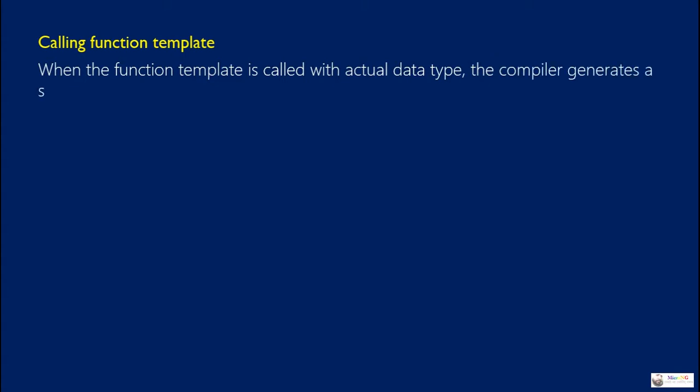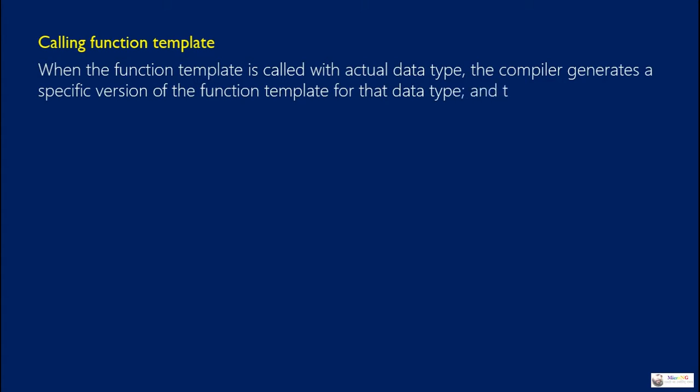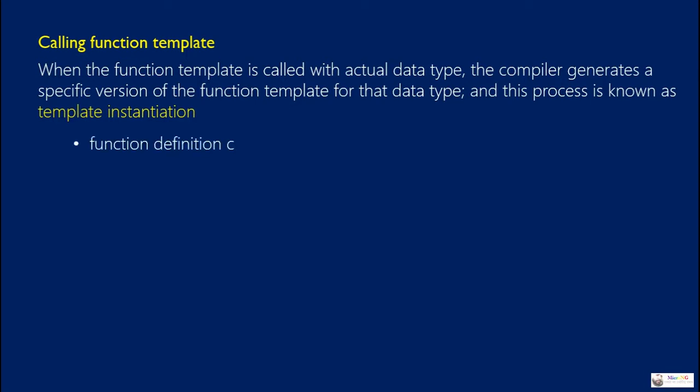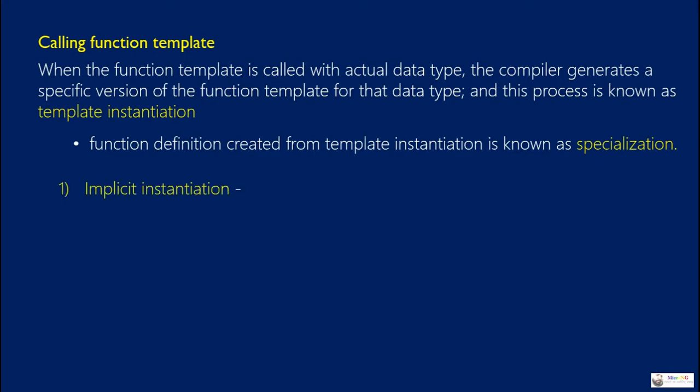Calling function template. When the function template is called with the actual data type, the compiler generates a specific version of the function template for that data type, and this process is known as template instantiation. Function definition created from template instantiation is known as specialization. There are two types of template instantiation.